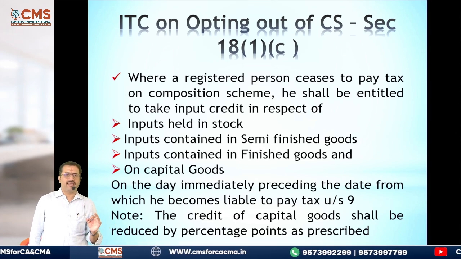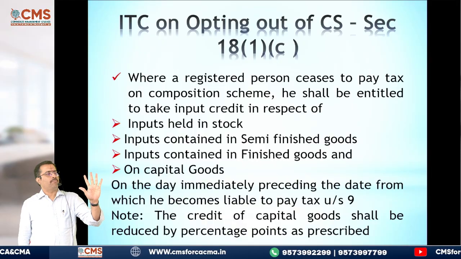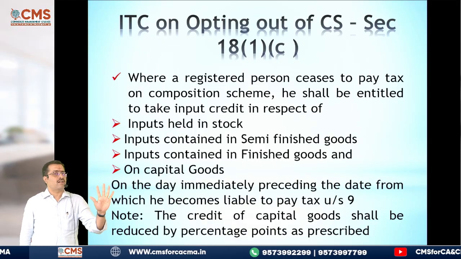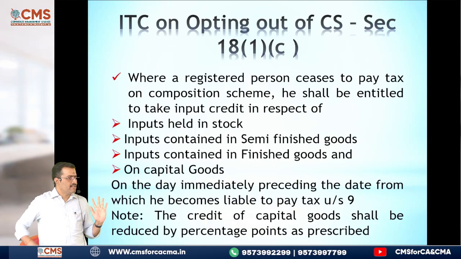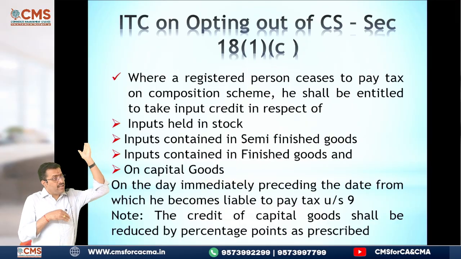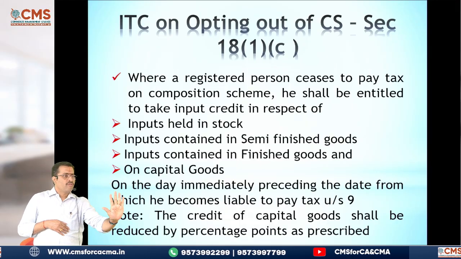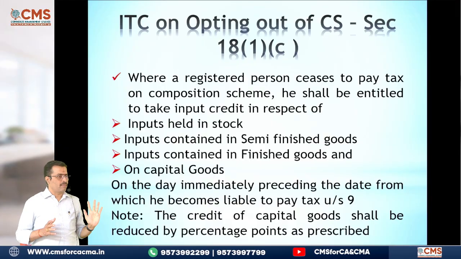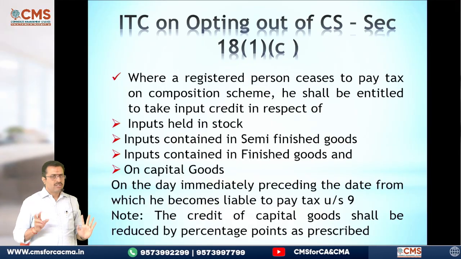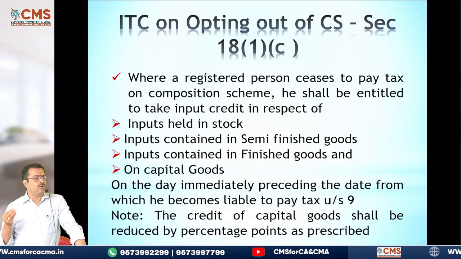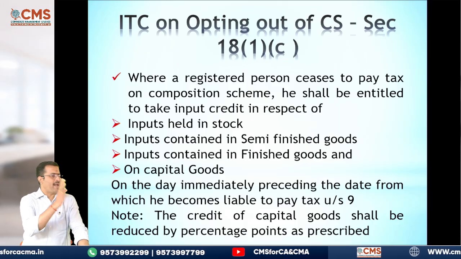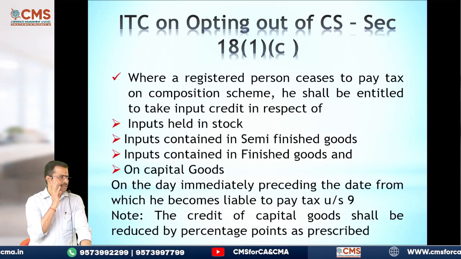For that, they are saying reduce 5% per every quarter or part thereof. That means from the date of issue of invoice of the capital goods, every quarter reduce 5% of the input. Balance input only you can claim. So say for example, I purchased the capital goods say 7 months back or 6 months back.